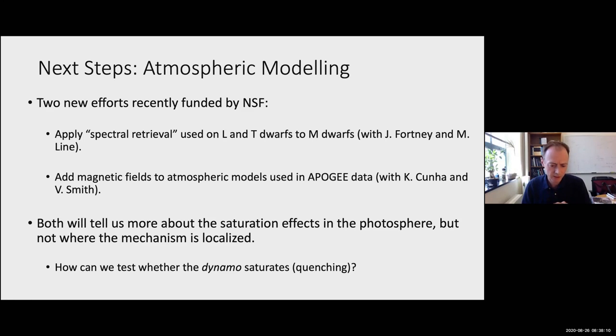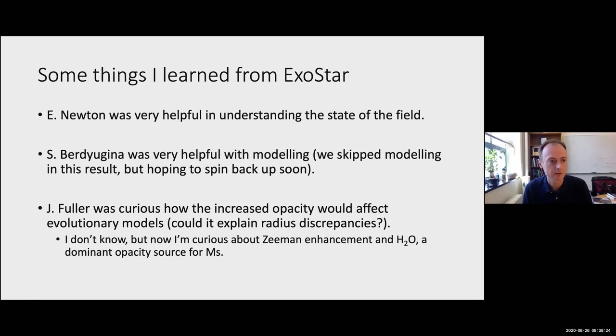But they don't really tell us how we can test whether the dynamo saturates. And so that's something I'm interested in. Maybe we can talk about it in the discussion section. What observational tests can we do to test whether the dynamo itself, that is, there's some sort of quenching going on in the dynamo? I don't know how to do it, so maybe someone else here does. Just some things I learned from Exostar.